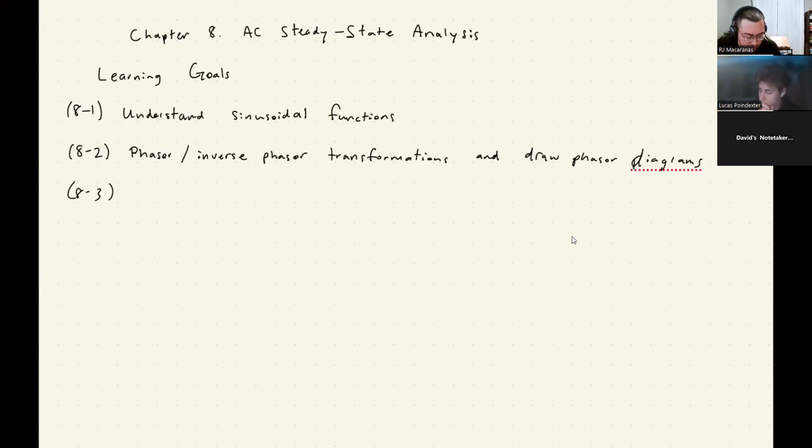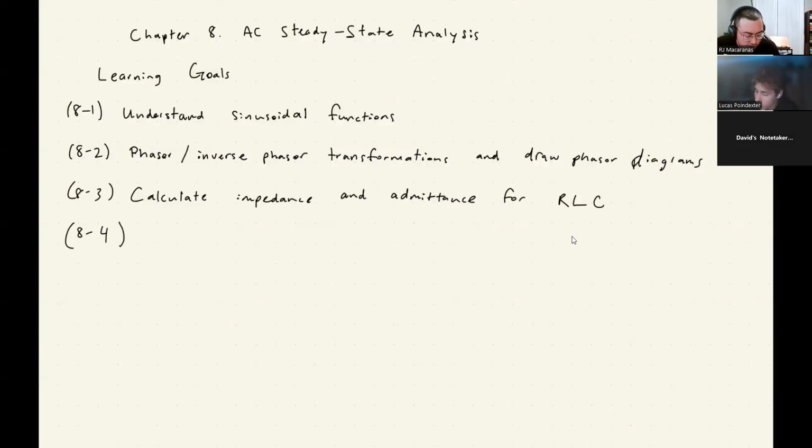8-3. Calculate impedance and admittance for our basic circuit elements. Turn off this writing aid. I don't know why it always pops up. So 8-4, we're going to learn how to combine impedances and admittance in series and parallel.